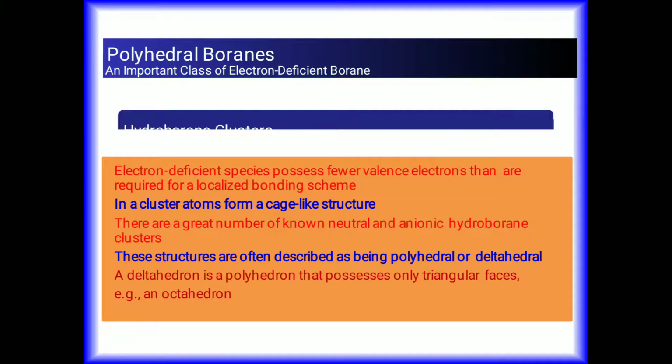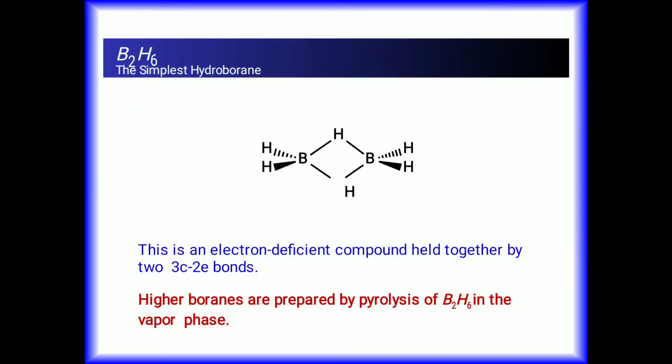Polyhedral boranes. Electron deficient species possess fewer valence electrons than are required for a localized bonding scheme. Its cluster atoms form a cage-like structure. There are a great number of known neutral and anionic hydroborane clusters. These structures are often described as being polyhedral or deltahedral. That is the structure of the diborane compound. It has two 3-center 2-electron bonds.